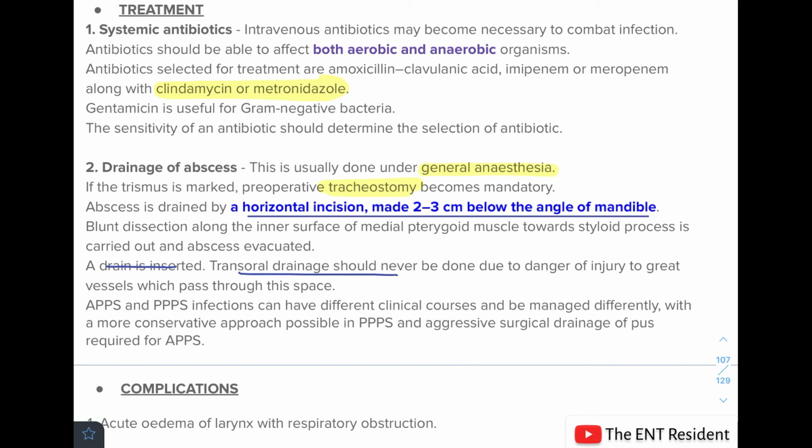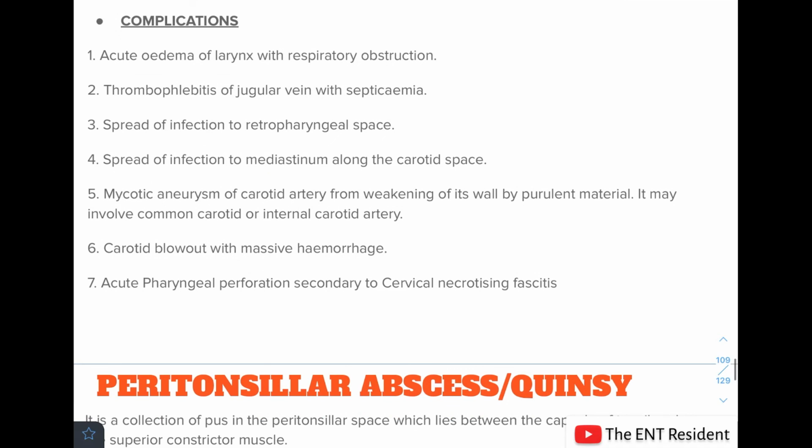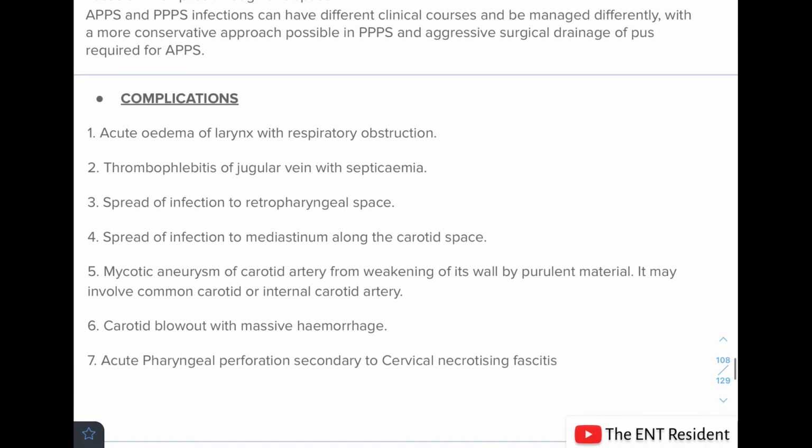So, both anterior and posterior compartment infections will have different clinical courses, and they will be managed differently, with a more conservative approach in the posterior compartment and more aggressive surgical drainage of pus required for the anterior compartment. Now, what happens if the case has not been adequately treated? What will develop is complications.